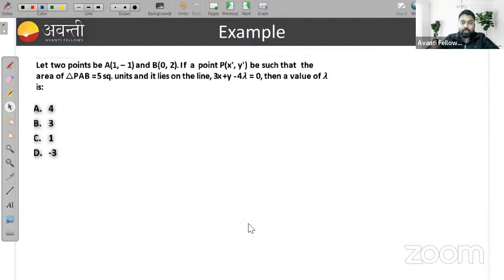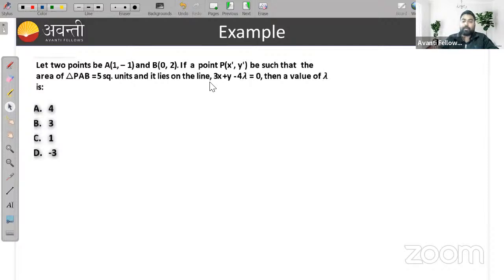Let's solve these questions. What is being asked in the question? Let 2 points be A and B. The coordinate of A is (1, -1) and the coordinate of B is (0, 2), right? And a point P with coordinates (x', y') is such that the area of the triangle is 5 square units, and it lies on the line 3x + y - 4λ = 0. Then you have to find the value of λ.